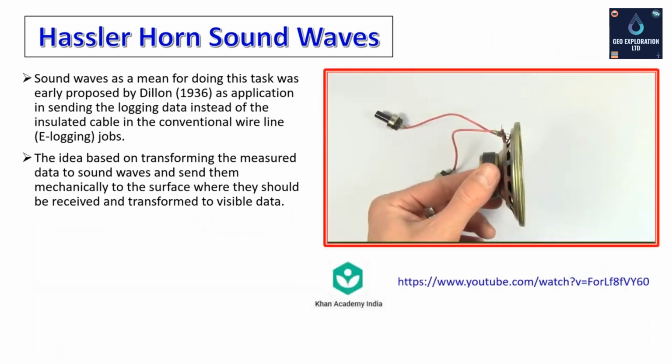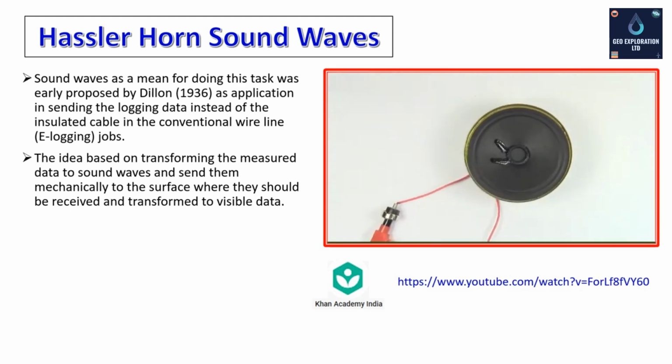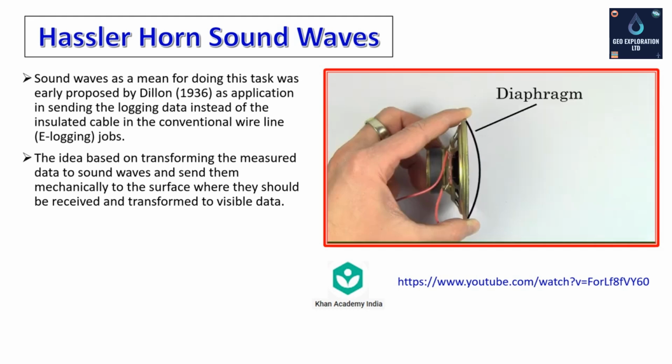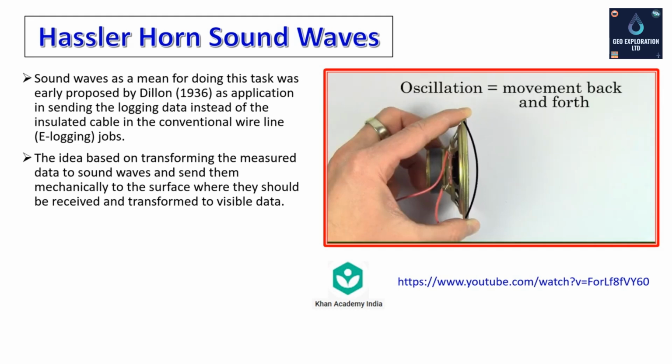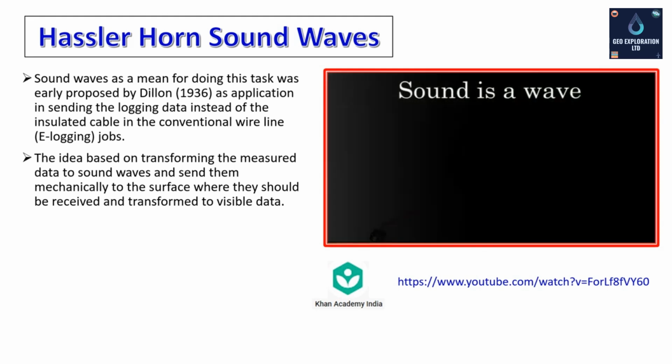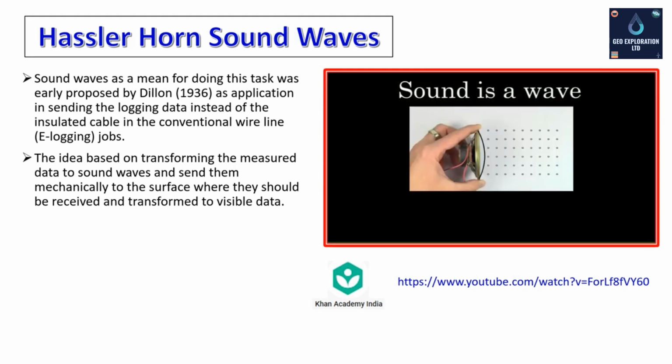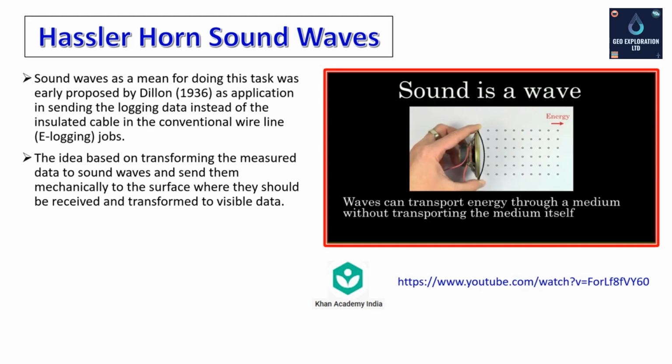This speaker, if we plug it in, it makes sound. The way this speaker creates sound is by moving the front of the speaker, which is called the diaphragm, back and forth rapidly. Scientists often use the word oscillation to refer to the back and forth motion of an object. Sound wave because it shares the defining feature of waves, which is being able to transport energy through a medium without having to transport the medium itself.